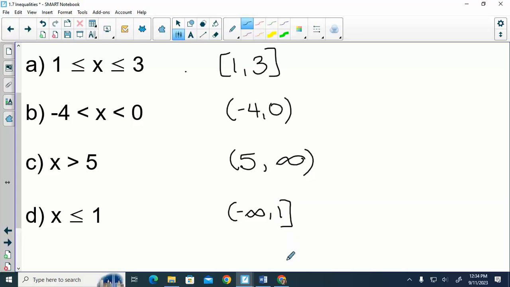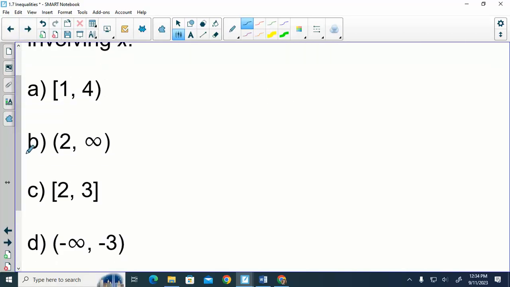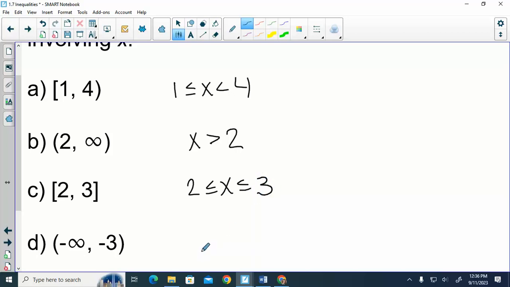Let's go the other way. I'm going to give you the interval. Can you tell me what the inequality was to start with? So what'd you put for A? Good. B? X is greater than 2. Good. C? 2 is less than or equal to x is less than or equal to 3. Good. And D?